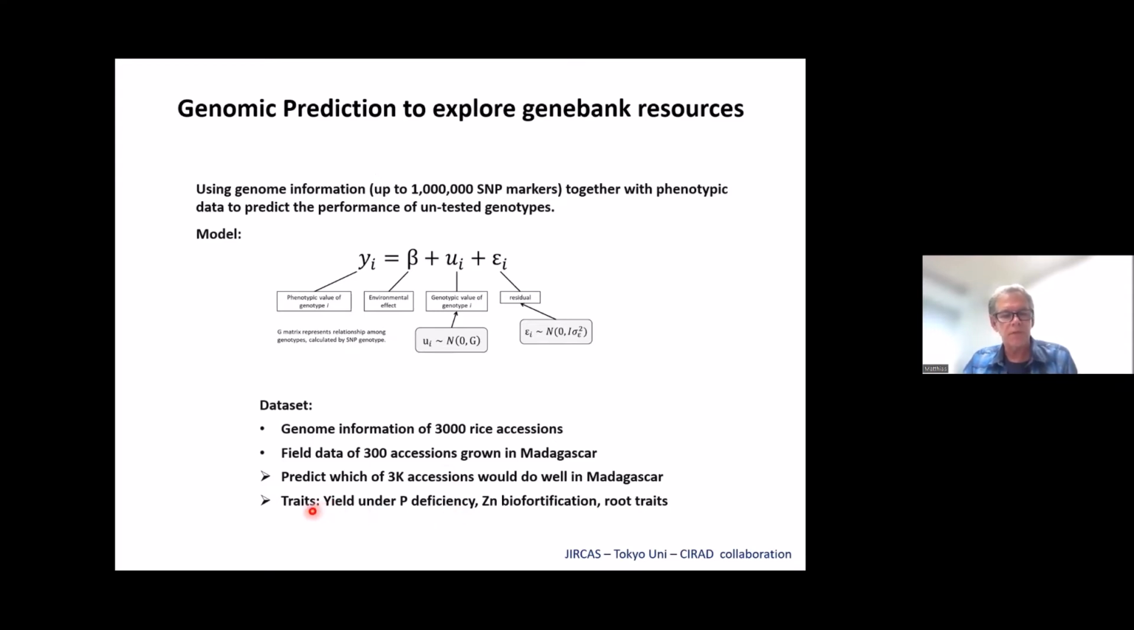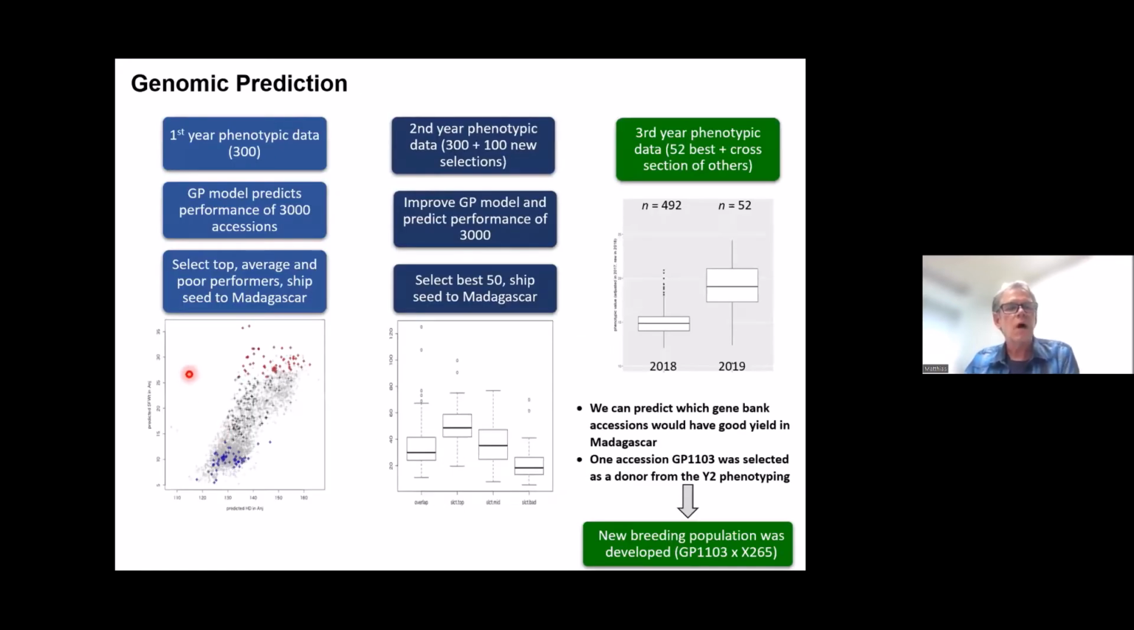We've done that for traits such as yield under phosphorus deficiency. We've done that for zinc biofortification, and we will hopefully do that for root traits sometime soon. And so here's how the flow is for this genomic prediction. In the first year, we have the phenotypic data of the 300 tested ones. We then use the model to predict the performance of all 3,000. These are the 3,000 predicted performances. Then we can select the top, the bottom, and the middle end, for example, and import them to Madagascar to test them under similar conditions.